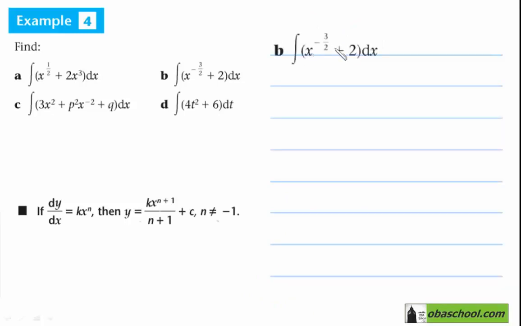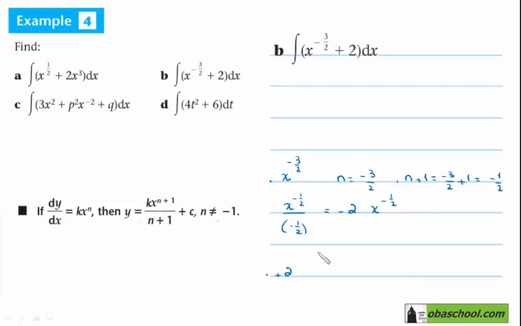Using the elongated symbol S, we are asked to find the integration of x to the power minus 3 over 2 plus 2 with respect to dx. Let's find the integration of the first term, x to the power minus 3 over 2. Then n is equal to minus 3 over 2. n plus 1 equals minus 3 over 2 plus 1 equals minus 1 over 2. Let's substitute and find the integration. Then x to the power n plus 1 is minus half, all divided by n plus 1, that is minus half. By simplification, this is equal to minus 2x to the power minus half.